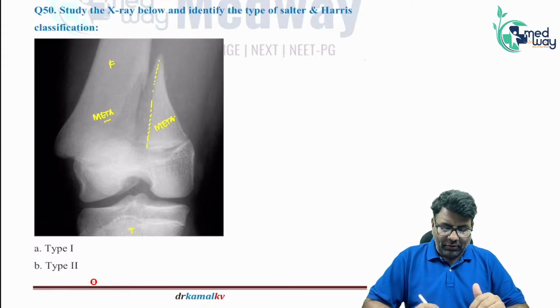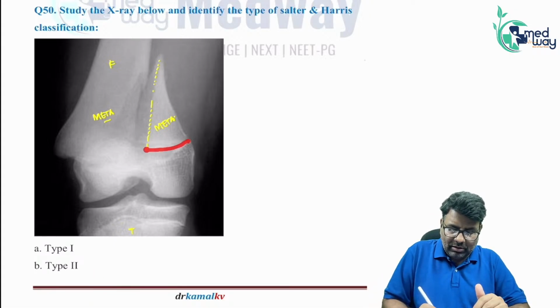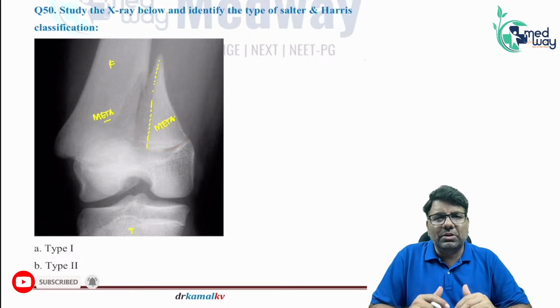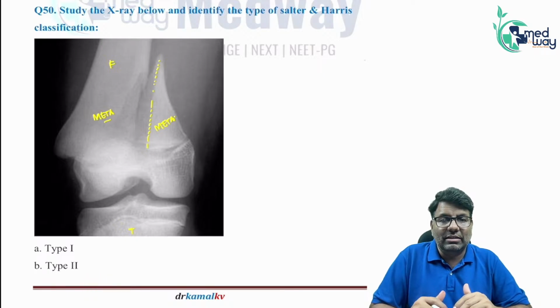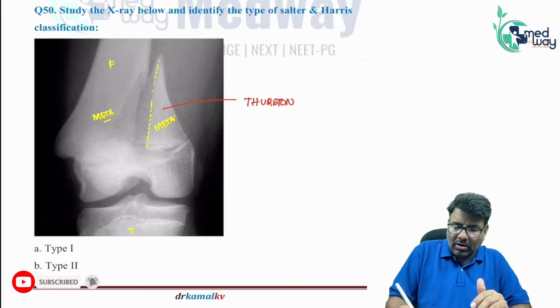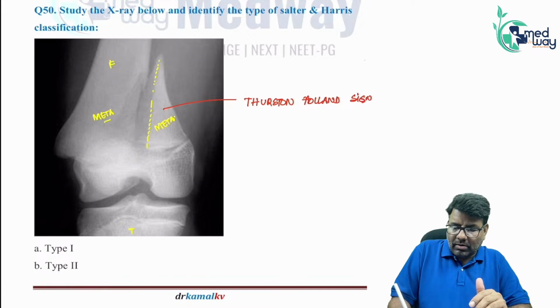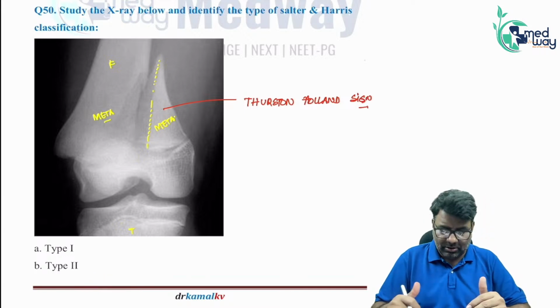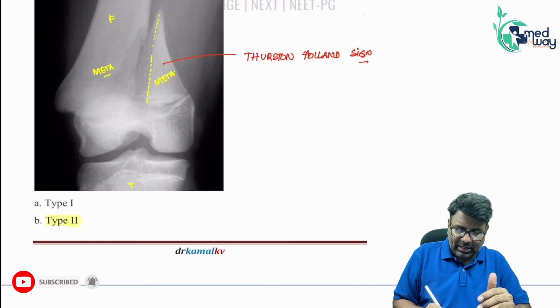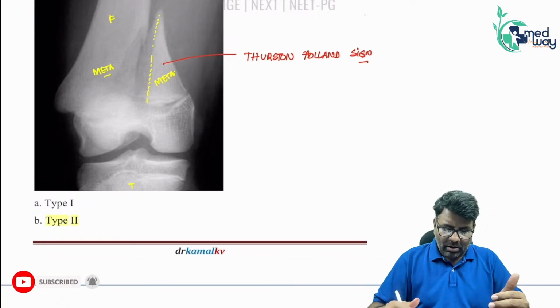So here the fracture line is running through the metaphysis and extending up to the physis. Such types of fractures as per Salter Harris are classified as type 2, and this fragment is known as the Thurston-Holland sign. This metaphyseal fragment is known as the Thurston-Holland sign. So this is a classical type 2 Salter Harris injury.